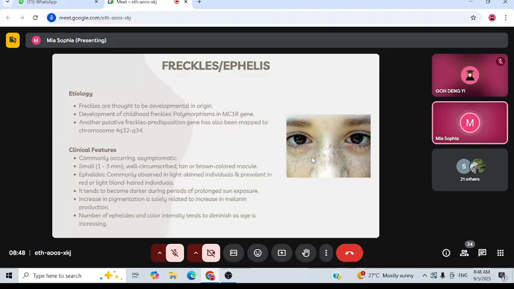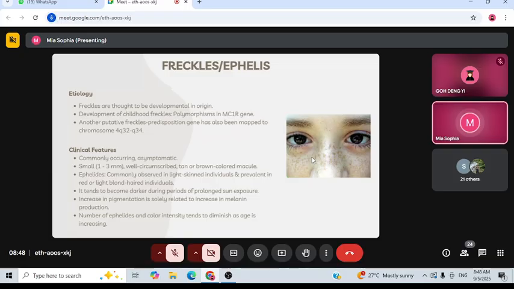Their appearance, particularly in childhood, is linked to genetic factors, especially polymorphisms in the MC1R gene, which plays a role in melanin production. Another susceptibility gene has also been identified on chromosome 4q32 to q34. Clinically, freckles are small, around 1 to 3 millimeters in size, well circumscribed, and range in color from tan to brown. They are completely asymptomatic and most commonly seen in light-skinned individuals, especially those with red or blonde hair.